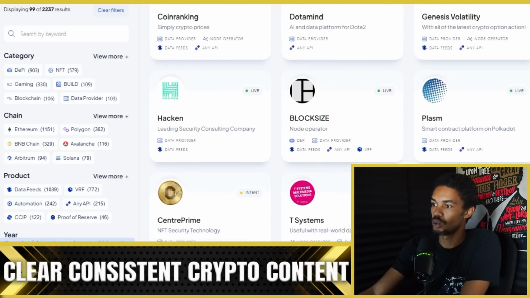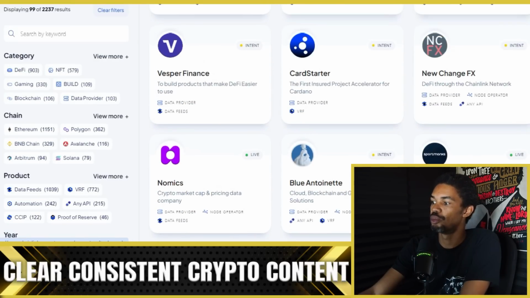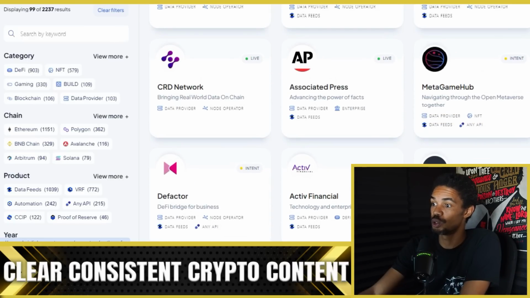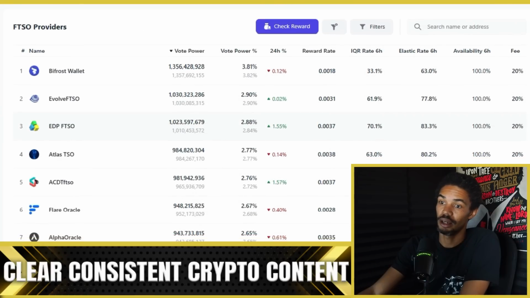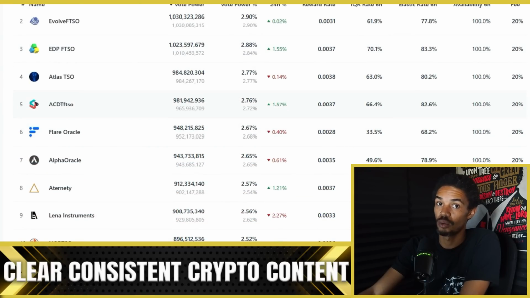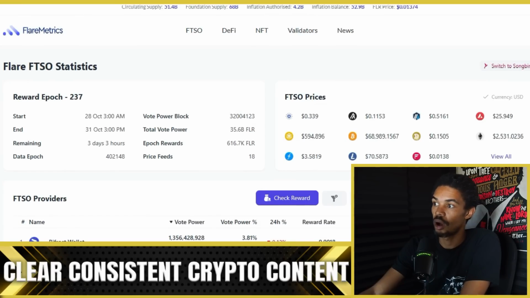So that's sort of an example of just how big this could get for Flare in the future. And you can already see, again, the FTSO list. They have a large number of providers already. What will come next are more mainstream providers similar to Google.